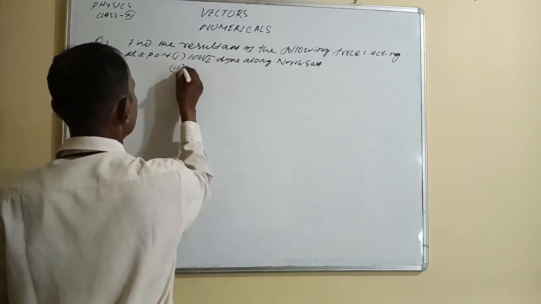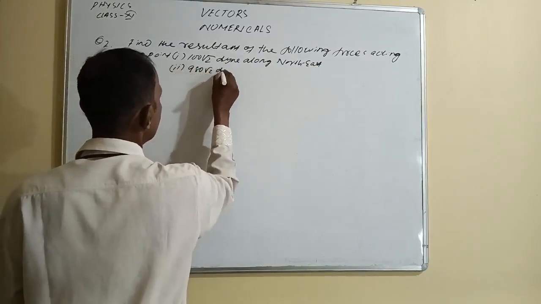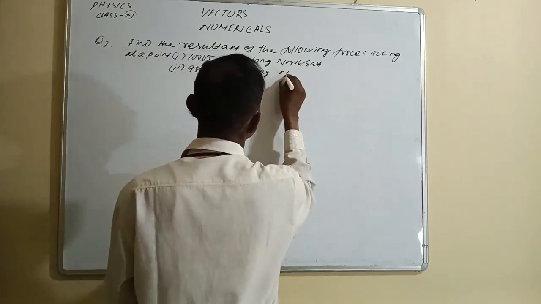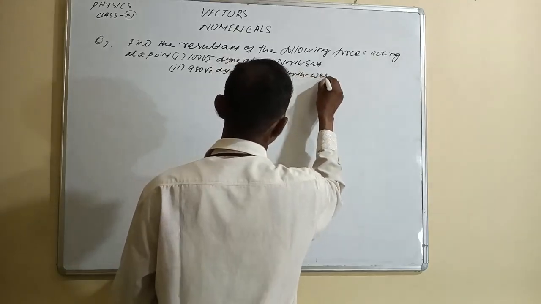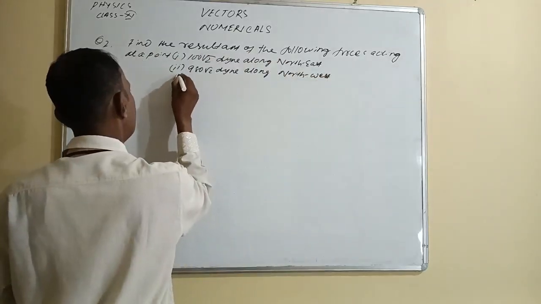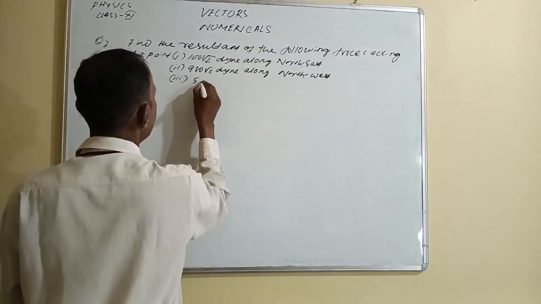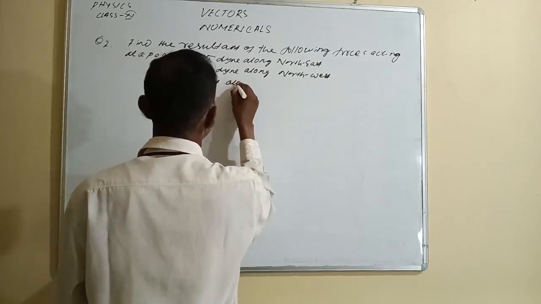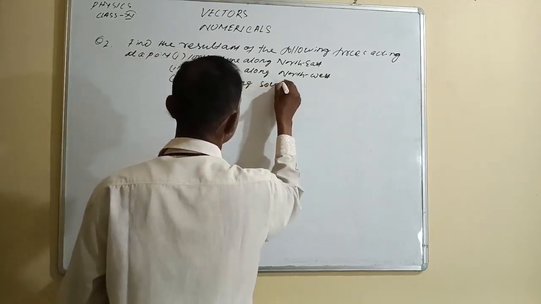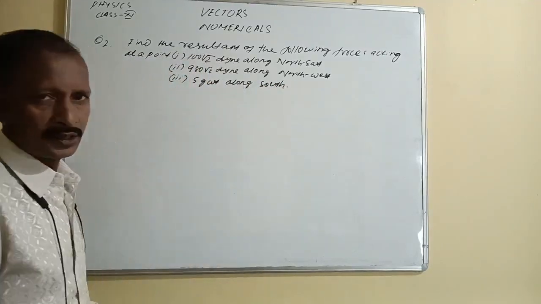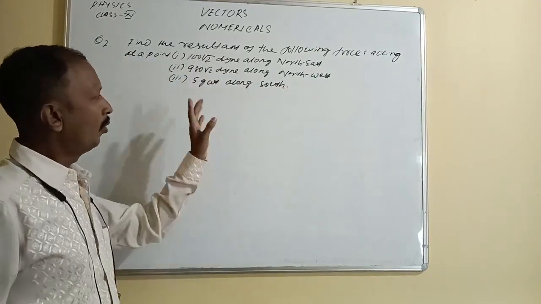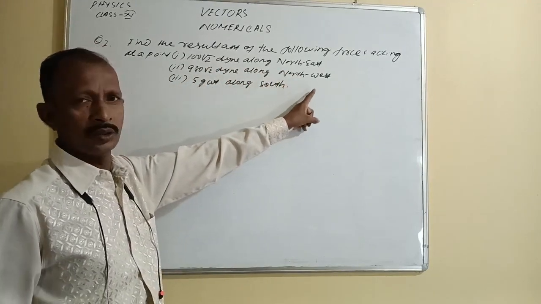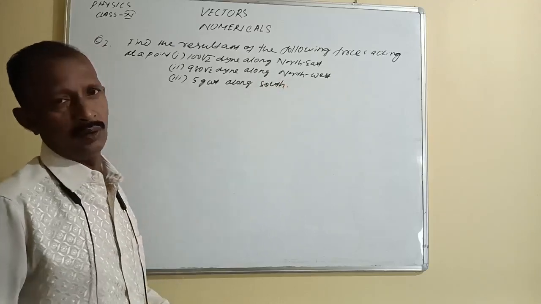Second force, 980 root 2 dyne along north west. Third force, 5 gram weight along south. That means 3 forces are acting at one point. One force along northeast, second one along northwest, third one along the south. Let us see.